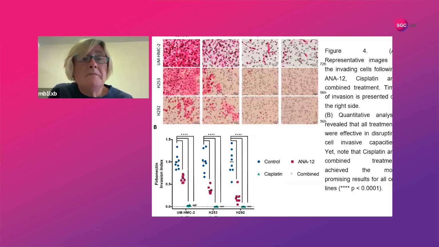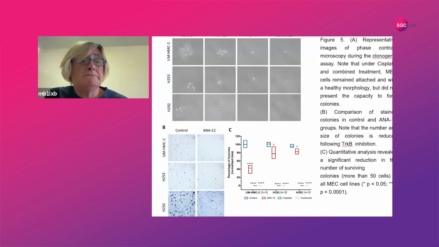Next slide, please. And this is again a similar technique using the migration assay. So you're looking for pink staining. There's a lot in the control. There's slightly less in the ANA-12. There's almost nothing in the cisplatin and almost nothing in the combined. So the cisplatin is much more effective than ANA-12, but it's really deadly, and obviously it has severe side effects for patients taking that drug.